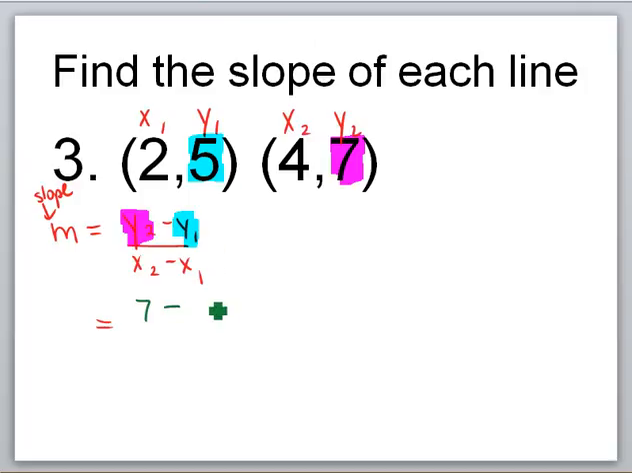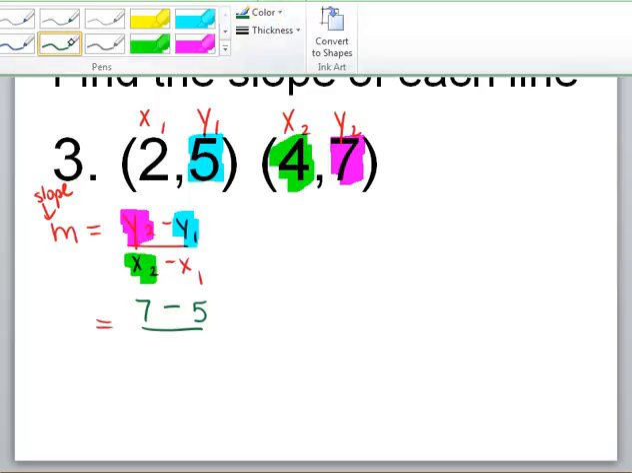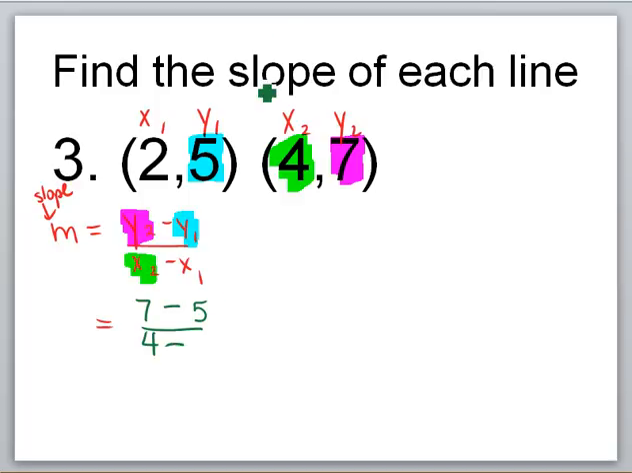My y1 is 5, all over my x2, which is 4, minus my x1. I said y2, I meant x1. My x1 is 2. So what I did is I did y minus y over x minus x. I end up getting 2 over 2. We can reduce that, and so we'll leave it as a 1.